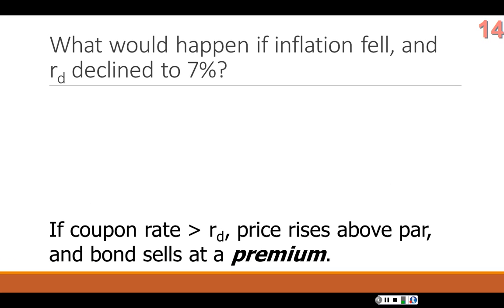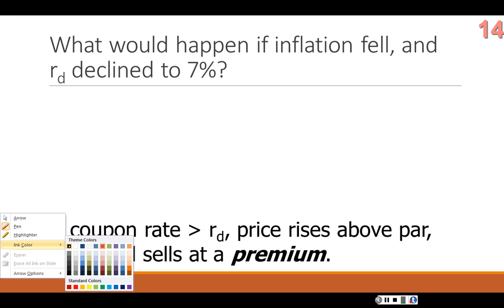What happens if the required return decreased to 7%?